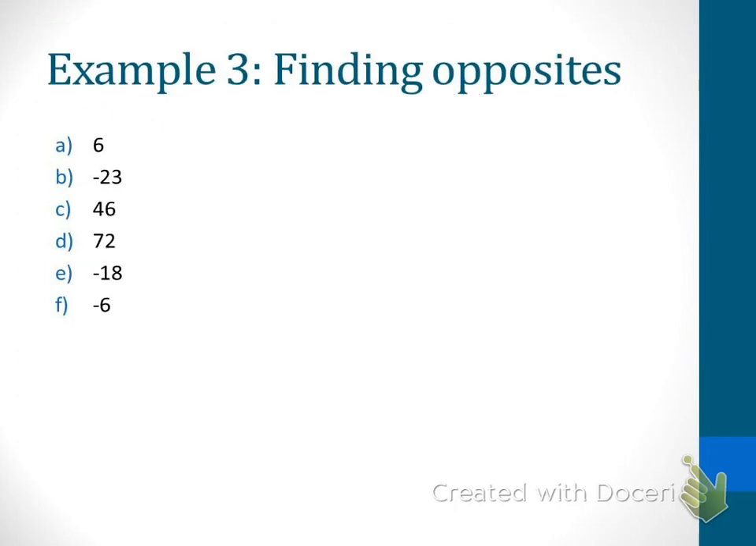Now let's talk about opposites. The opposite of a number is exactly what it seems. It's the opposite value. So if it's positive, the opposite is going to be negative. If it's negative, the opposite is going to be positive. It's just the exact same unit away from 0, but the other sign. So if it's 6, it's going to be -6. If it's -23, it's going to be +23. Go ahead and fill in the rest.